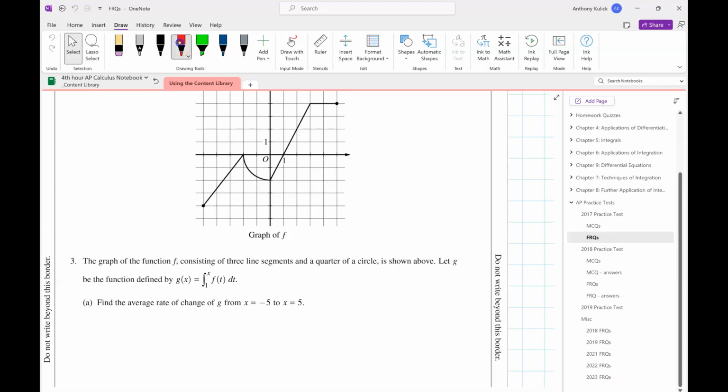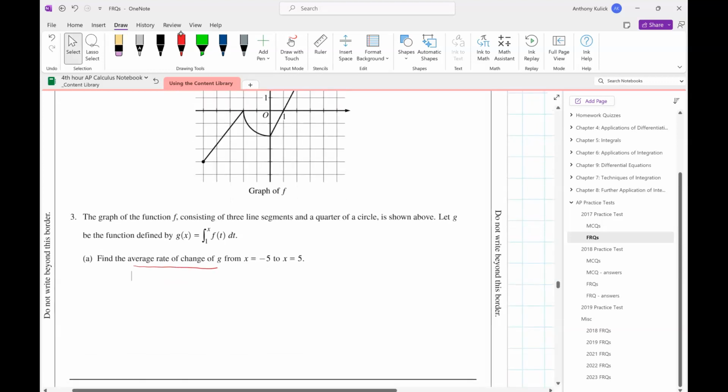So the first question says the graph of the function f, consisting of 3 line segments and a quarter of a circle, is shown above. Let g be the function defined by g of x equals the integral from 1 to x of f of t dt. Find the average rate of change of g from x equals -5 to x equals +5.